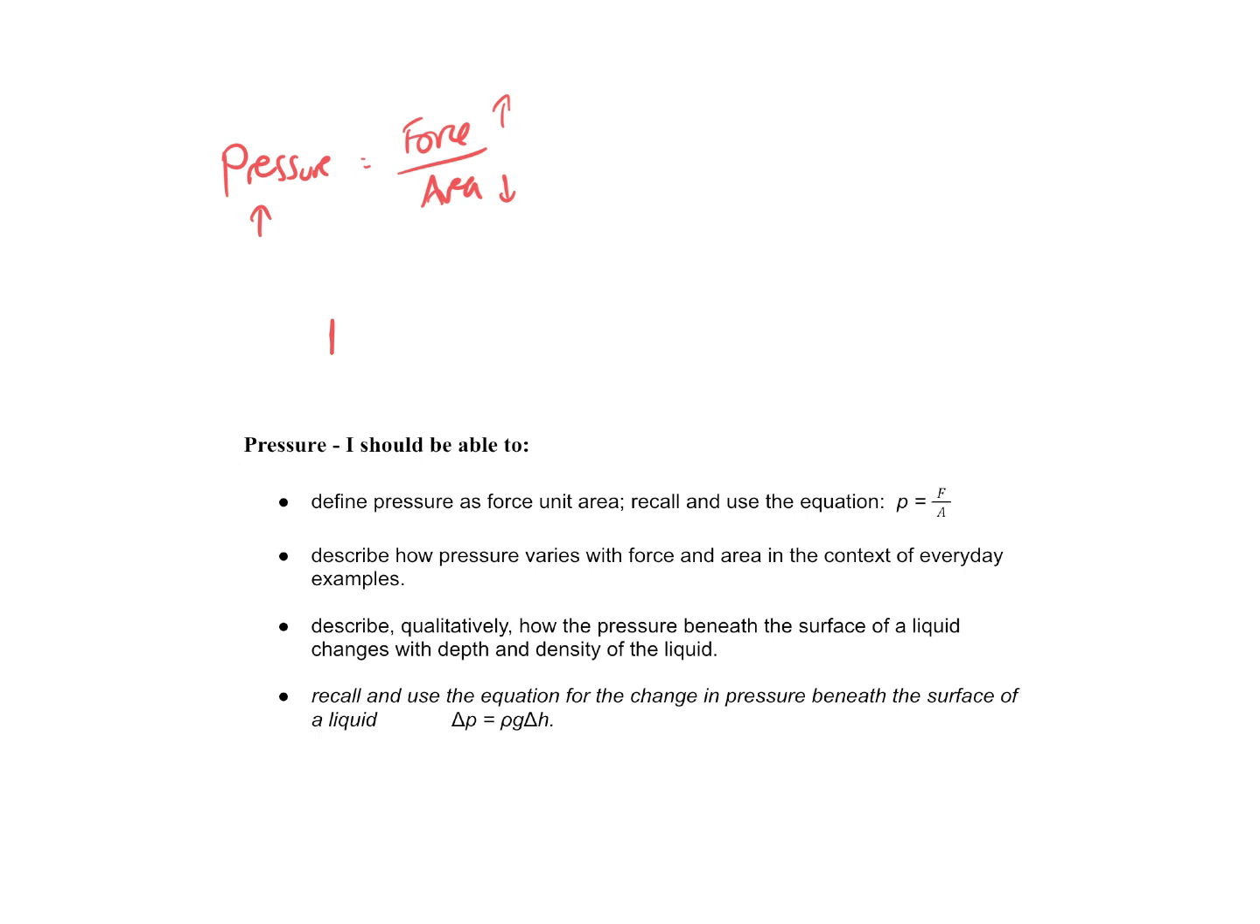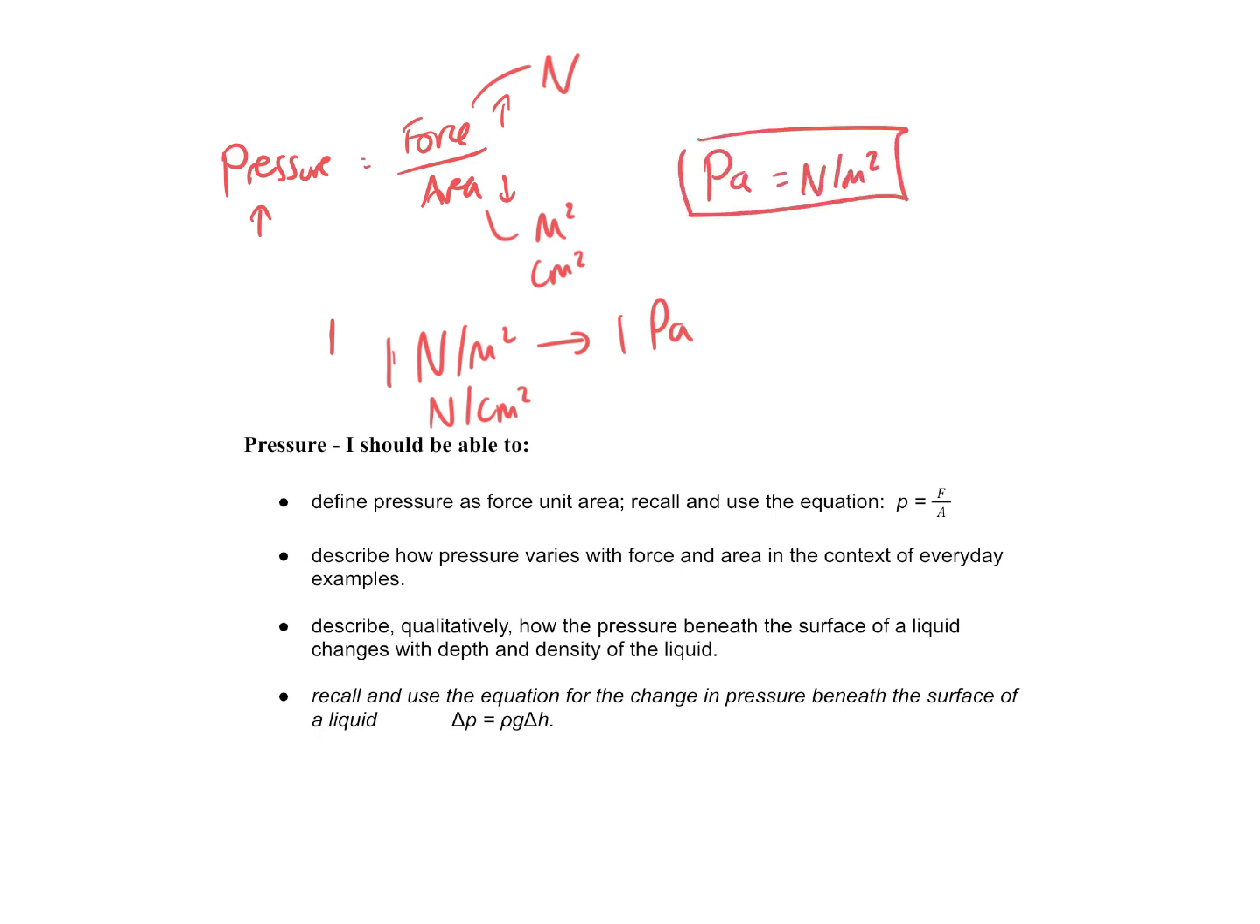Force is measured in newtons. Area is normally meters squared or centimeters squared. So the units of pressure are newtons per meter squared or newtons per centimeter squared. And this idea was kind of developed by Pascal. So the unit of newton per meter squared is also known as a Pascal. They are the same thing. Pascal is a newton per meter squared. So you can use either unit for pressure.